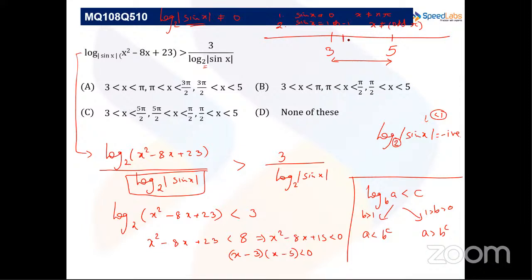Now after 3 we would have pi, then 3 pi by 2, then we would have... okay, till 3 pi by 2 only we are concerned. Because then we will get 5, because 3 pi by 2 is nearly 4 point something, so we will get 5 in there. So the value of x can be from 3 to pi, from pi to 3 pi by 2, and 3 pi by 2 to 5.